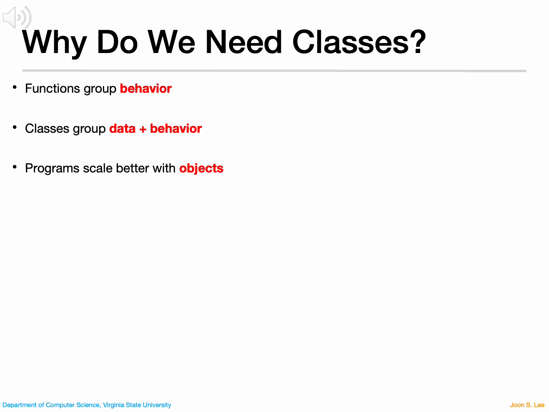When we create objects from a class, each object carries its own data and knows how to operate on that data using its methods. This approach scales much better as programs grow. When systems get large, managing dozens of global variables and standalone functions becomes difficult and error-prone. Objects help us manage complexity. They let us break a large system into smaller, self-contained pieces that are easier to understand, test, and maintain. That's why modern software, from games to mobile apps to large enterprise systems, is built around objects and classes.